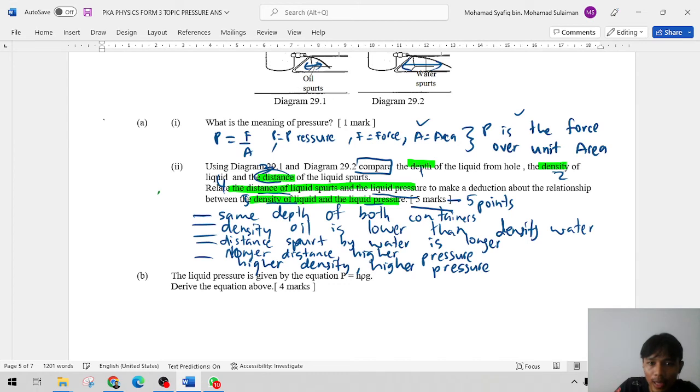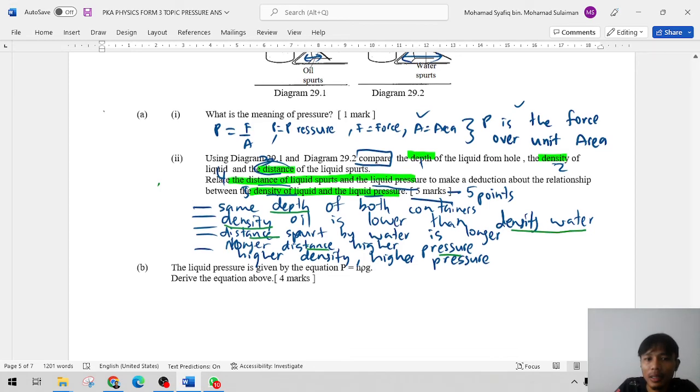First, we have the same depth, so that means the depth is a constant variable, but we change the density. So oil is lower density, and water higher density, and water has bigger distance, means higher density, higher distance, and higher distance, higher pressure.